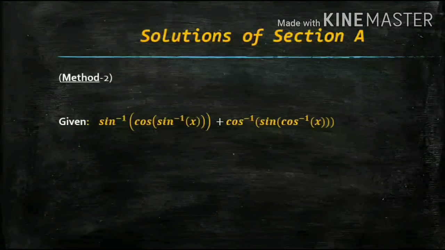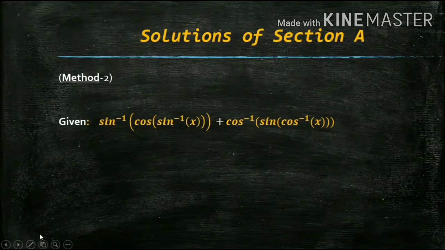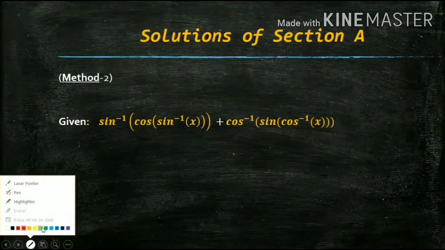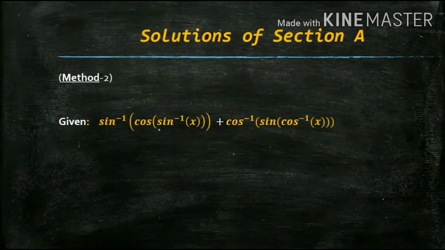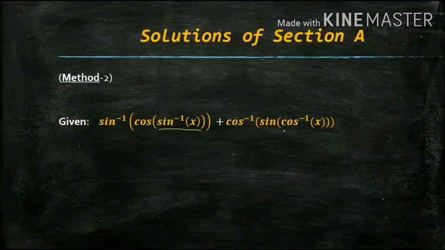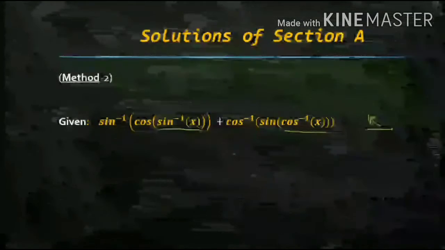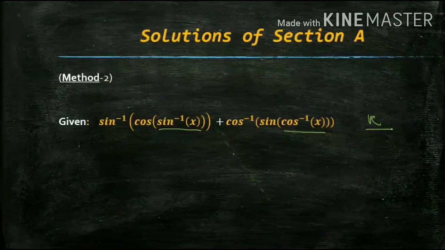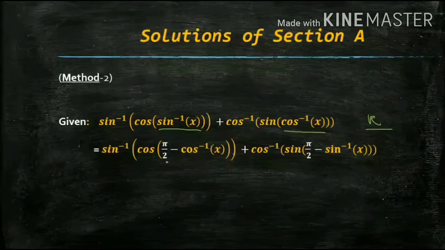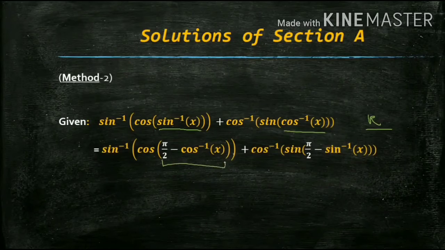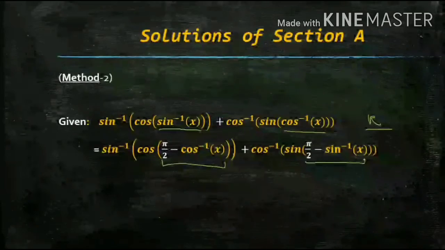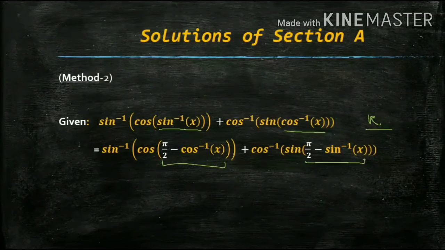Okay. So this was the expression given to you. Correct? Now, what you can do? Just look at this. I can use a property over here. You have to write that in reasoning. You know that sine inverse x plus cos inverse x is pi by 2. Just now we have used it. So using the same thing, replacing sine inverse x by pi by 2 minus cos inverse x and cos inverse x by pi by 2 minus sine inverse x. We can totally do this.